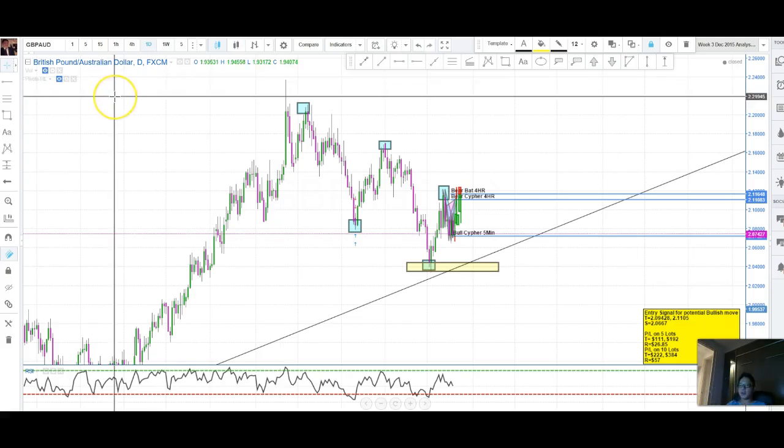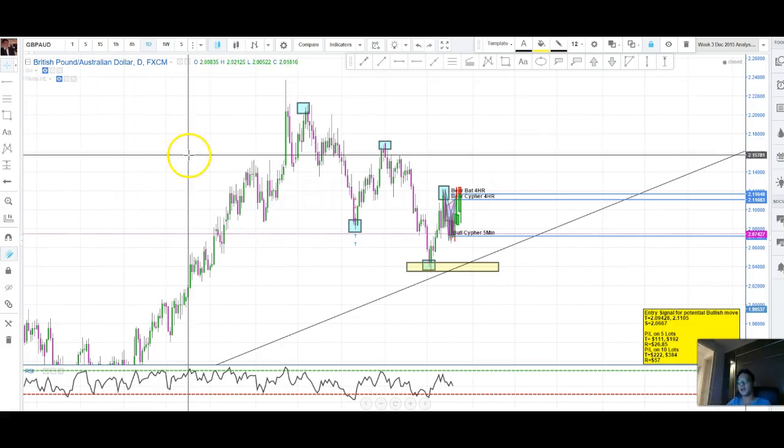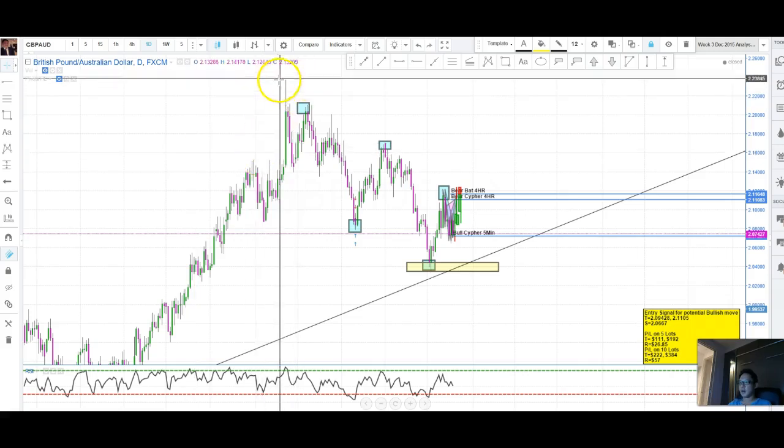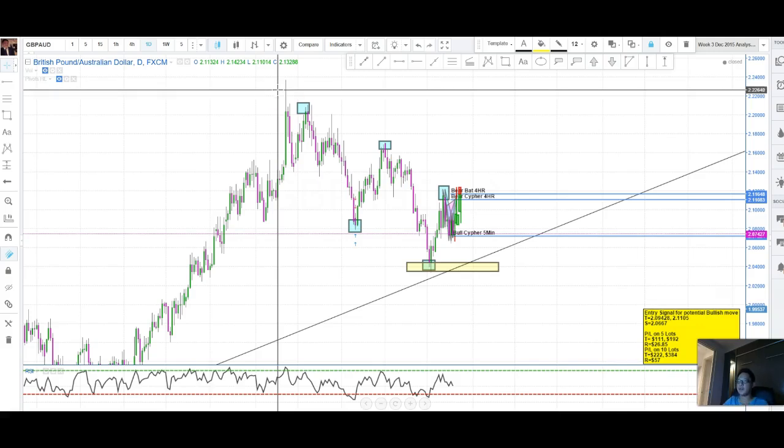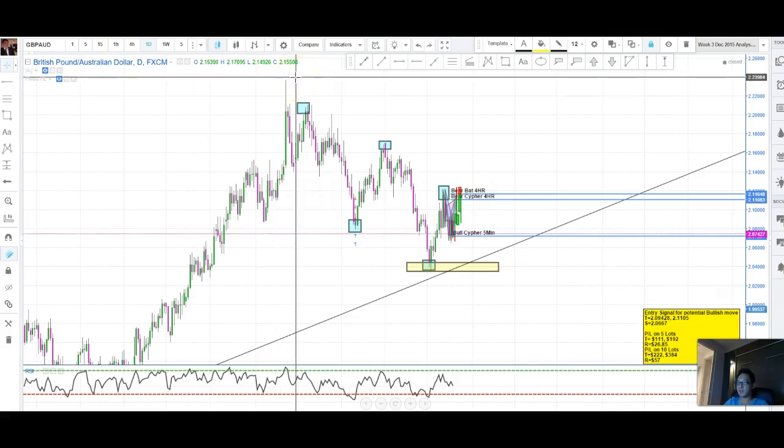So this is the pound Aussie, okay? I love trading the pound Aussie for two reasons. Firstly, it can generate some big profits in a short space of time.